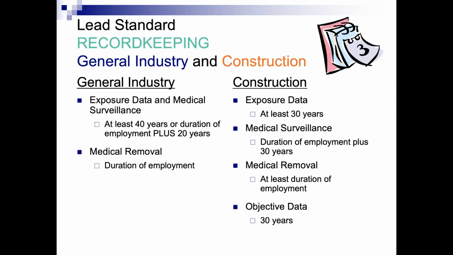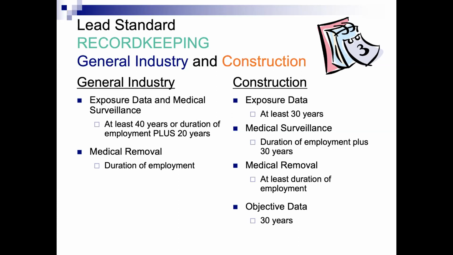And last but not least, record keeping. OSHA requires employers to maintain records: exposure data, that's your air sampling data, and medical surveillance data from the blood lead levels. The medical surveillance has to be kept 40 years or duration of employment plus 20 years in general industry. Medical removal has to be kept for the duration of employment. Under the construction standard, exposure data has to be kept at least 30 years. The medical surveillance has to be kept duration of employment plus 30 years. Medical removal, again, at least duration of employment.